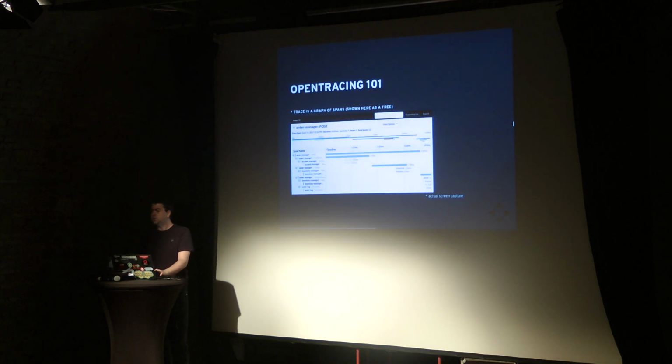So a trace is a collection of spans. This is an example from Jaeger. It is part of the demo that we're running in a few minutes, and it shows here a collection of spans. Usually those are rendered as a tree, right? But in fact, a span might have multiple parents for some specific cases. So it's more like a graph than a tree.